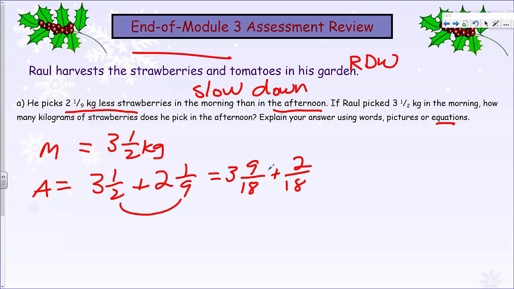We have a 3. Uh-oh. Ooh, we have a 2. Ooh, look how I fit that in there. Yes, Mr. War, you sometimes rock. Okay, and so then here we have 5, and then we have 11/18. Cool. So that's how much he picked in the afternoon.